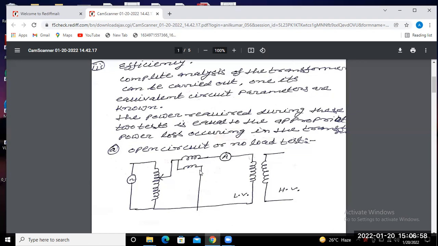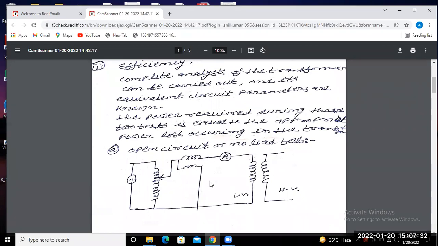And the power consumed during this period is indicated by the wattmeter, and the current is measured by the ammeter. So this current is equal to the no load current, is it not? Since the secondary side, the HV side, is open, that is why it is known as the open circuit test. That means no load is connected through this coil.